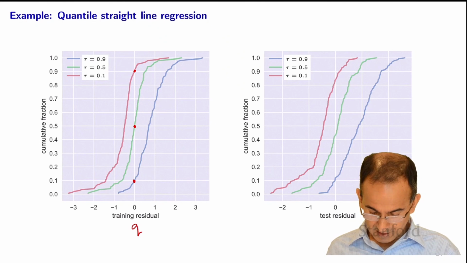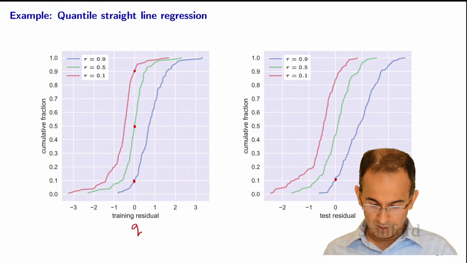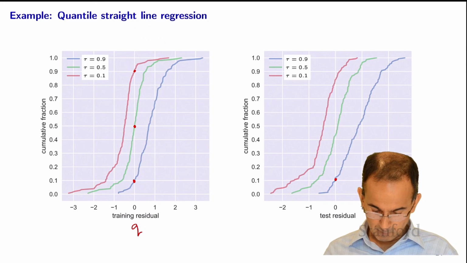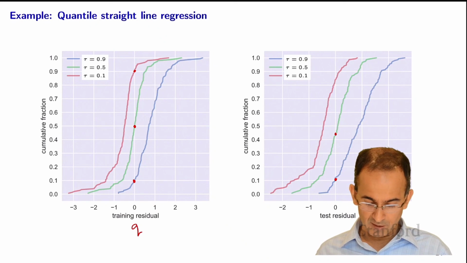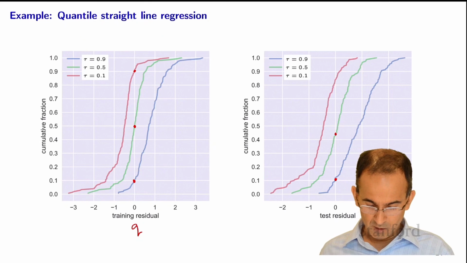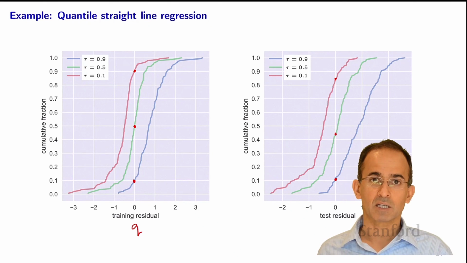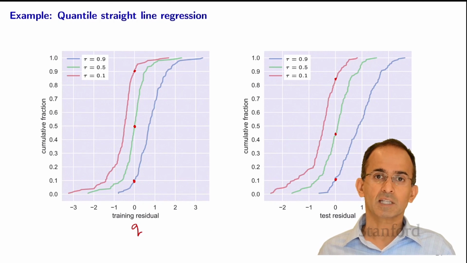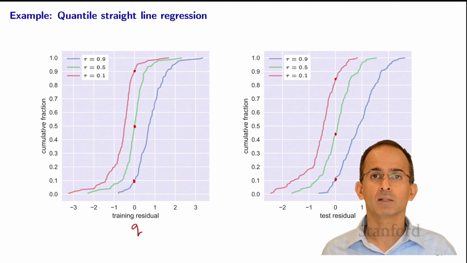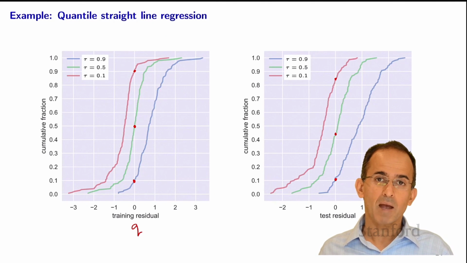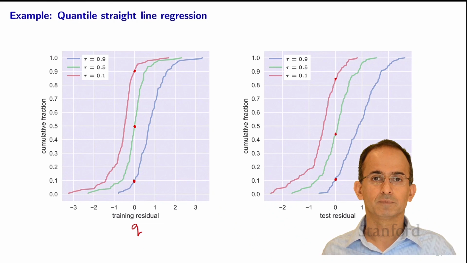On the test data, let's have a look how well we did. At Q is 0, we're getting almost exactly 0.1 when tau is 0.9. We're getting 0.45, so we're getting 45% of the data have a residual less than 0, with tau is a half, and we're getting 85% of the data have a residual less than 0, with tau is 0.1. So even on the test data, we're getting quantiles for the residual that match pretty much what we expected to get.